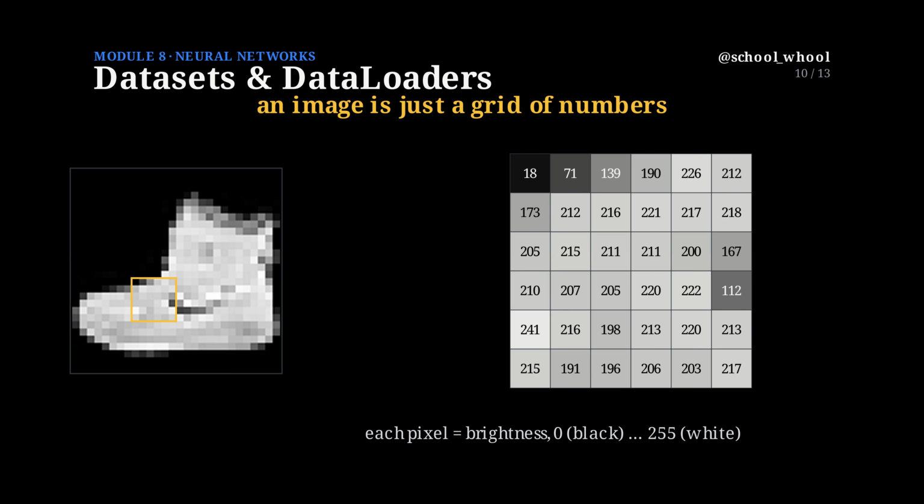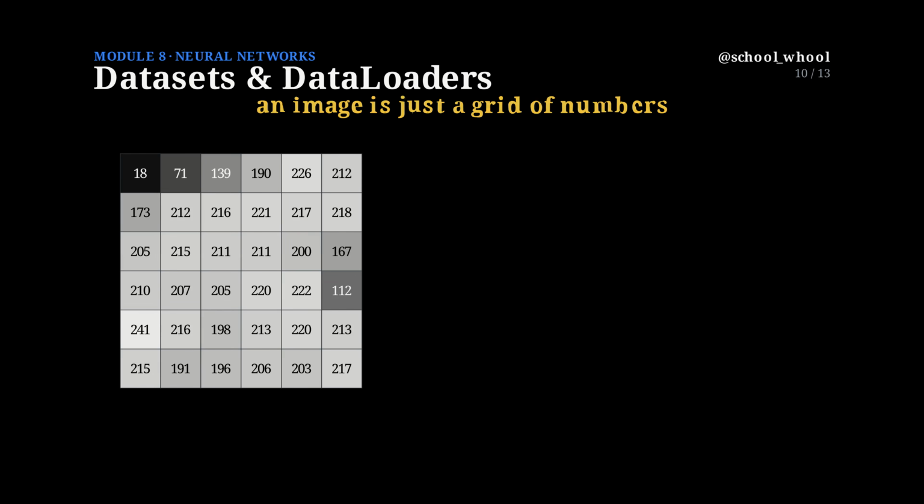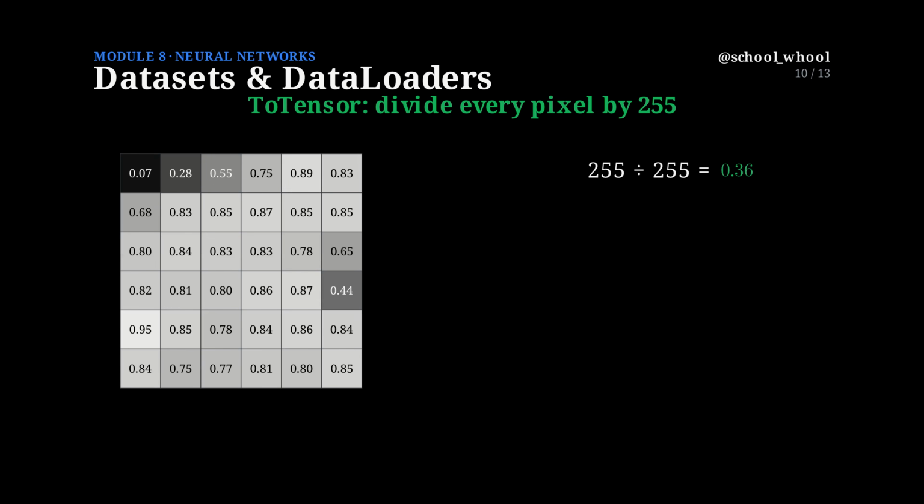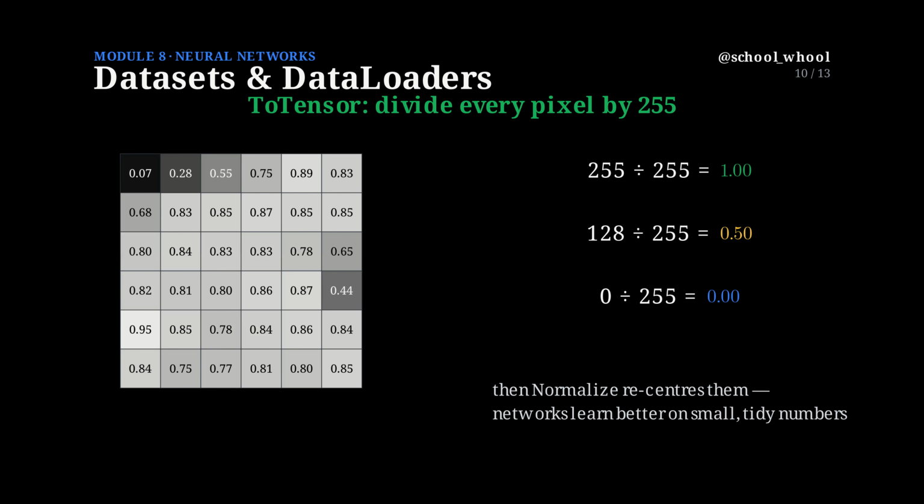The second tool is the transform, and its job is to prepare those numbers. The main step is called ToTensor. It simply divides every pixel by 255, squeezing the range down to 0.0 through 1.0. So 255 becomes 1, and, say, 128 becomes about 1/2. Networks learn far better on small, tidy numbers like these than on raw values up to 255.